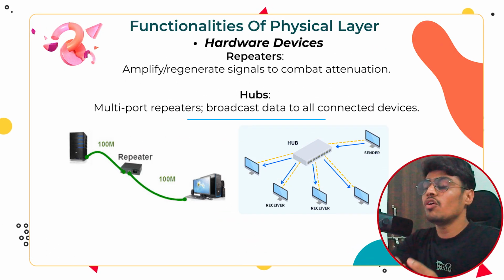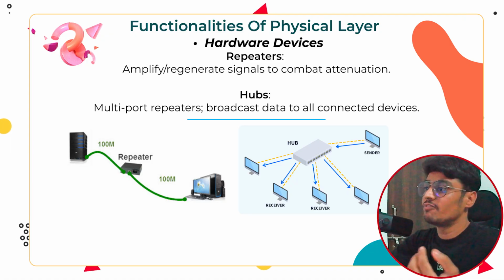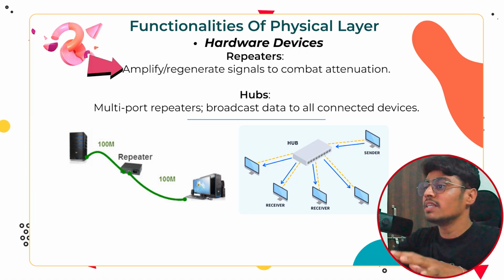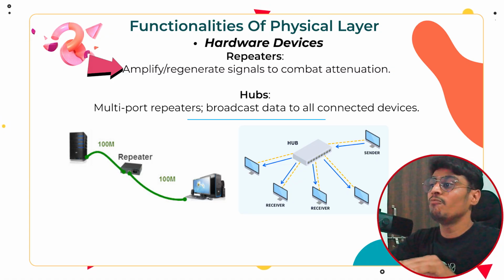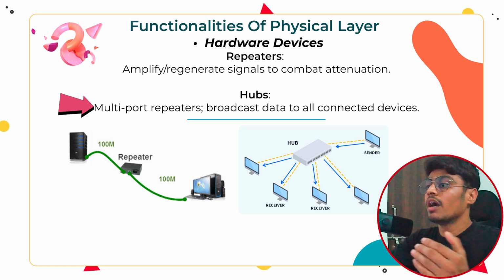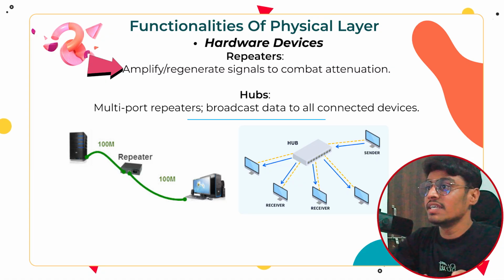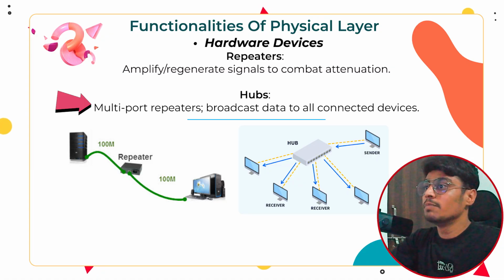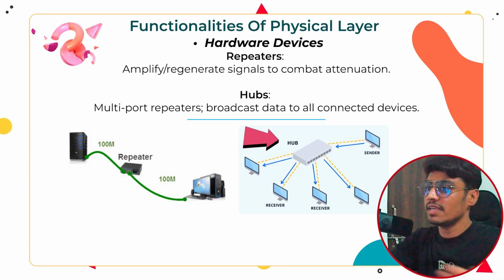Moving forward to the functionality of hardware devices. In hardware devices, we generally have repeaters and hubs. So what type of hardware do we use in the physical layer? Repeaters and hubs. We use repeaters if there is attenuation in the signal due to noise, then we have to increase its energy again, or we use a hub for making multi-point connections. Repeaters amplify or regenerate the signal to combat attenuation, and hubs are multi-port repeaters. Hubs broadcast data to all connected devices, as we can see in the diagram.